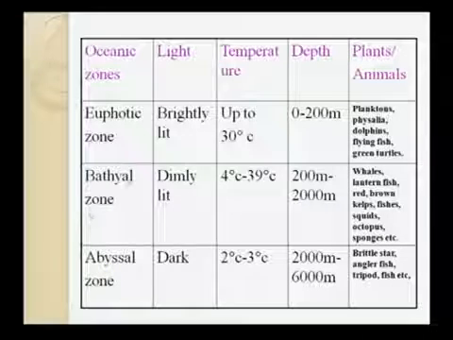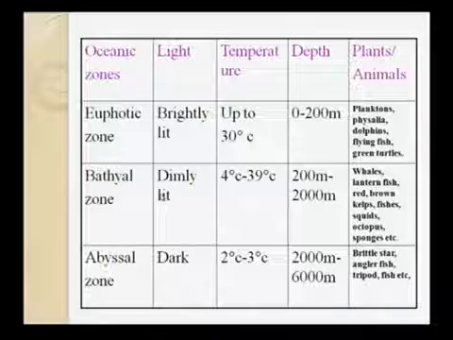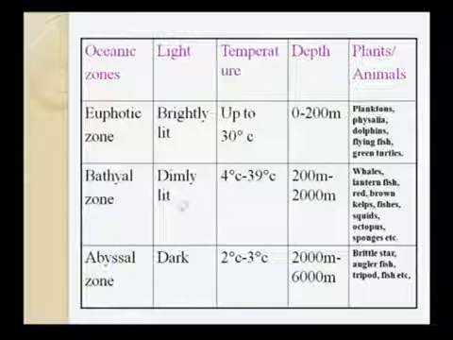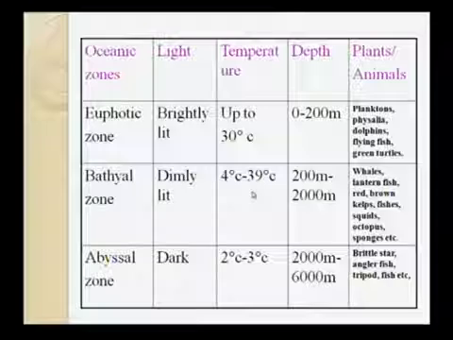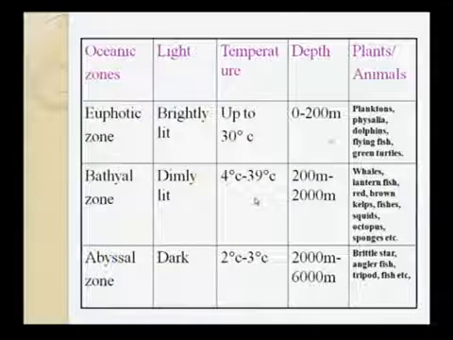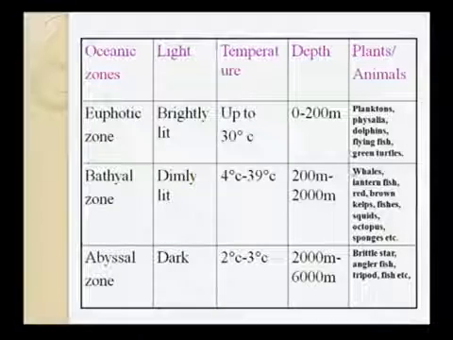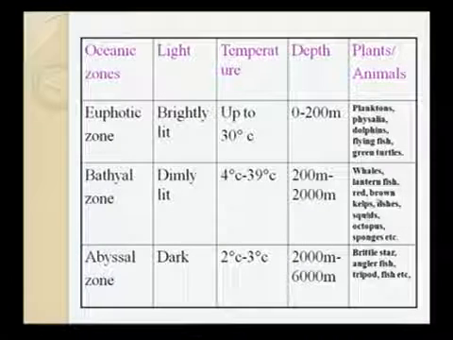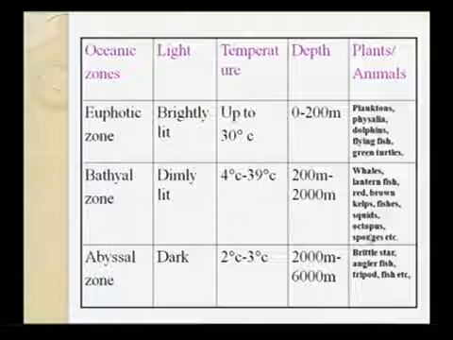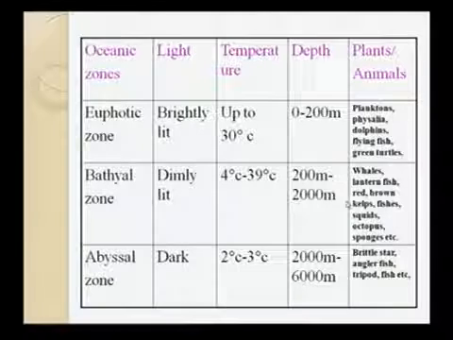So coming to the second zone, it is the bathyal zone. Friends, what about the light in this bathyal zone? It is dimly lit, okay? And what about the temperature? It is 4 degrees Celsius to 39 degrees Celsius. Do you get it? Okay, let us see the depth. The depth is from 200 meters to 2000 meters. Friends, what plants and animals can survive in this zone? There are whales, lanternfish, red-brown kelps and fishes, squids, octopus, sponges. So these are the animals and plants that can survive in this zone.